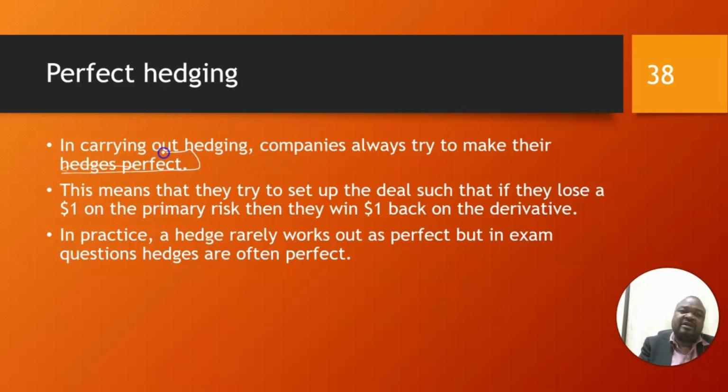They try to make their hedges perfect. This means that they try to set up the deal such that if they lose a dollar on the primary risk, then they win $1 back on the derivative. In practice, a hedge rarely works out as perfect, but in exam questions, hedges are often perfect. In the exam, please expect them to be perfect.